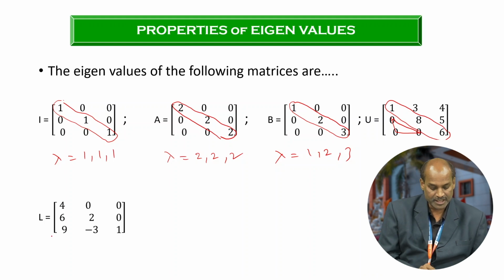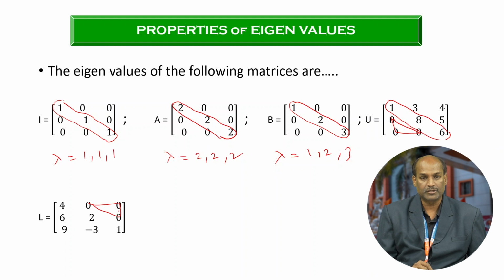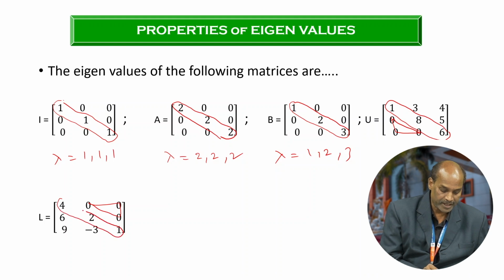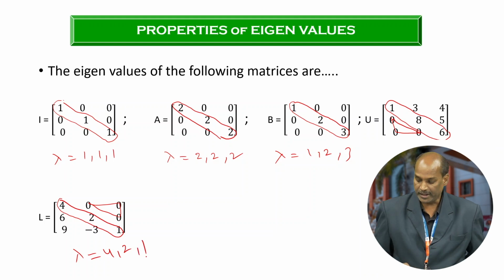You see this, it is a lower triangular matrix. In a lower triangular matrix also, the eigenvalues are the diagonal elements. What are the diagonal elements here? Lambda equal 4, 2, 1. These are the diagonal elements.